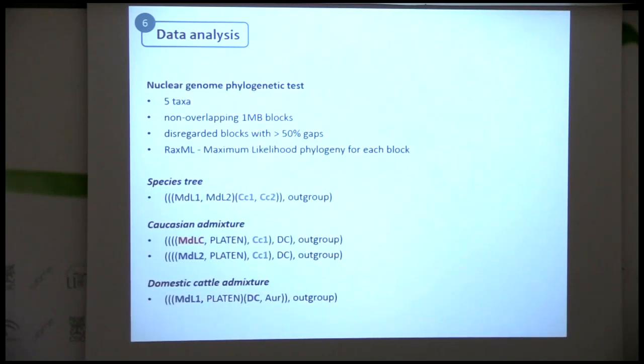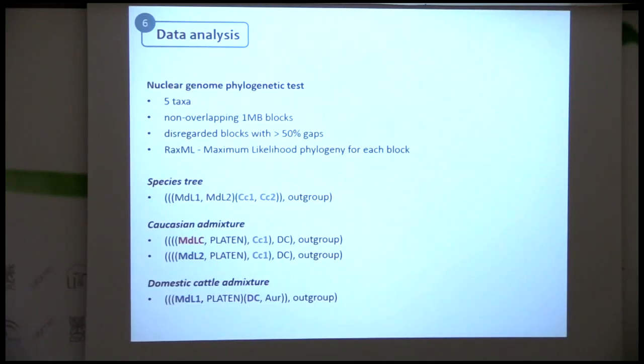We have also applied a novel approach, which we call the nuclear genome phylogenetic test. This is a test involving 5 taxa. And again, genomic alignments were divided into non-overlapping 1 megabase blocks, and for each block with sufficient data, we computed maximum likelihood phylogeny. And we tested the following trees.